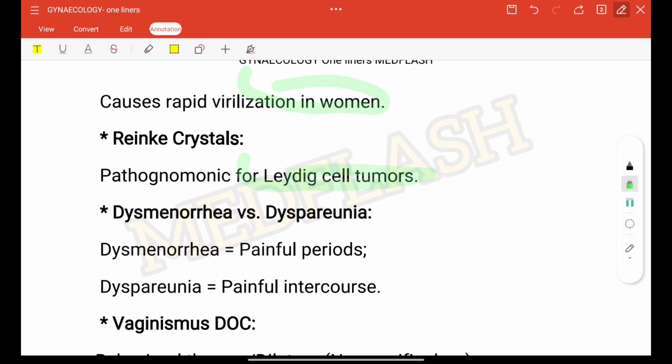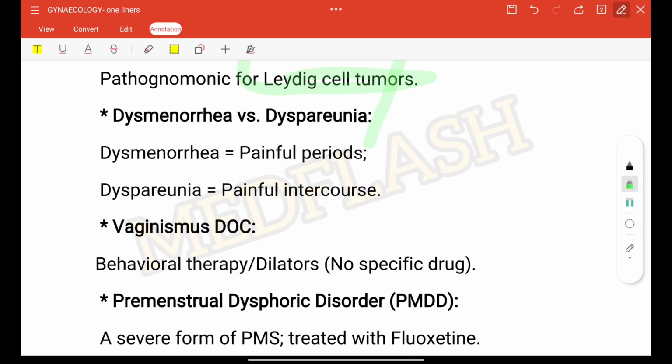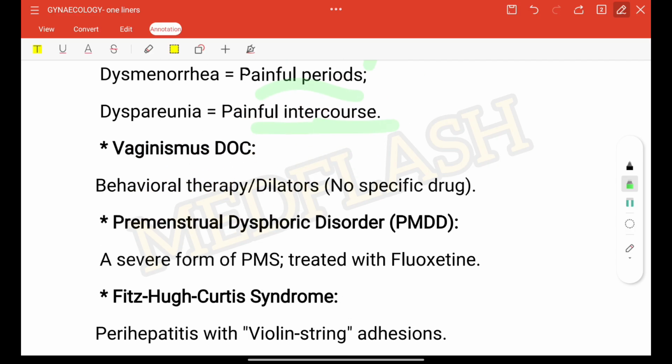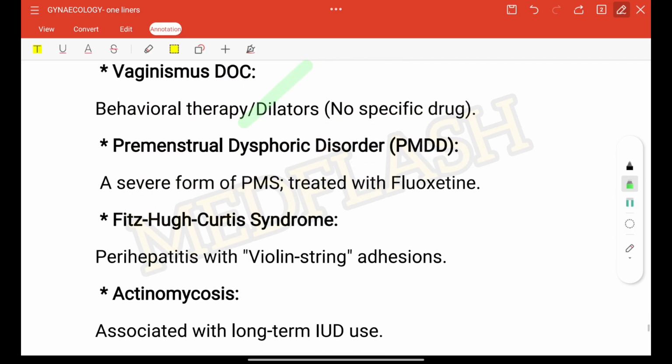Dysmenorrhea versus dyspareunia. Dysmenorrhea is painful periods and dyspareunia is painful intercourse. Vaginismus, treatment of choice is behavioral therapy or dilators. Premenstrual dysphoric disorder is a severe form of premenstrual syndrome, treated with fluoxetine.